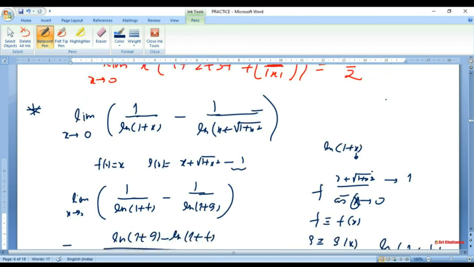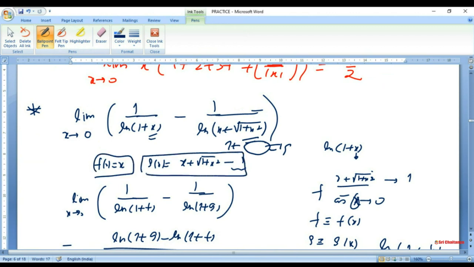This is the limit with 1 plus x, and this one. So I wrote this as 1 plus f. This I wrote as 1 plus something, and that something is g. So this is my definition. f(x) is x and g(x) is this, because I want to use ln(1 plus t) upon t.